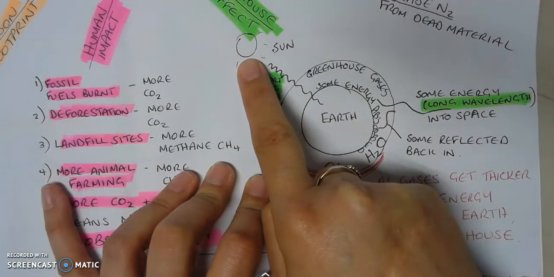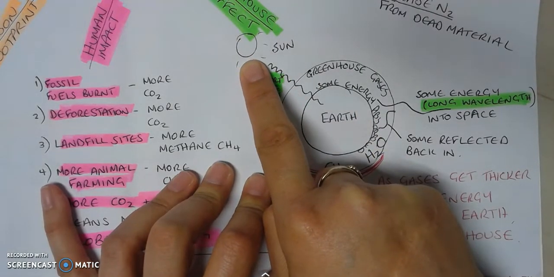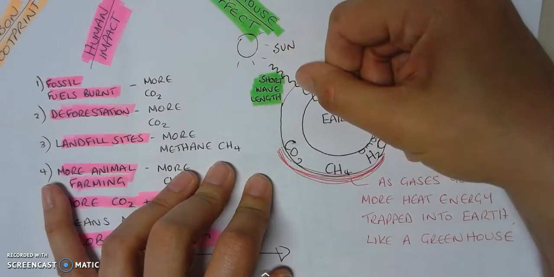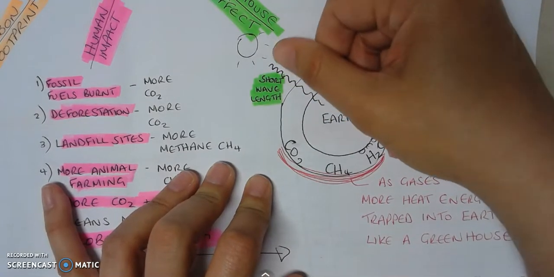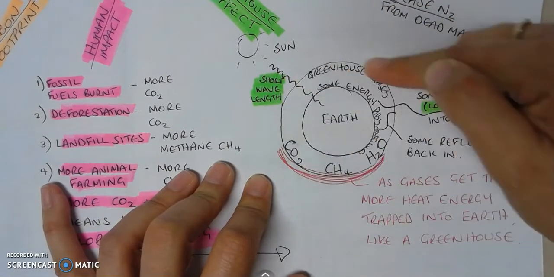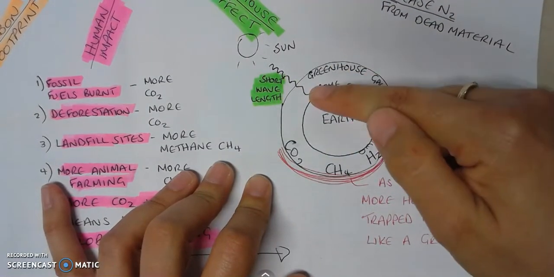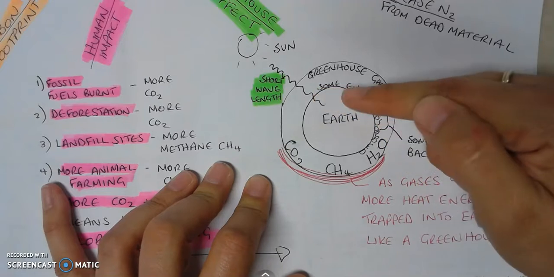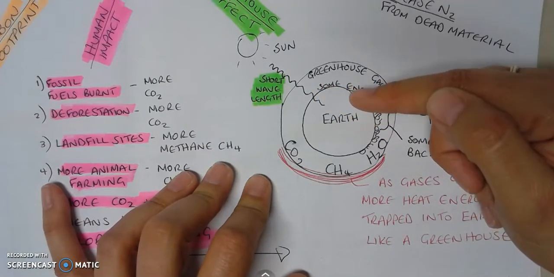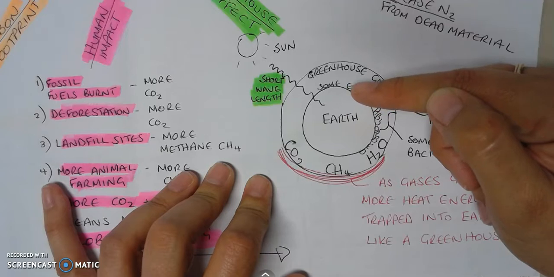As the heat energy leaves the sun and comes down to the earth, you can see it's a short wavelength. That means it's high energy, and that comes through our atmosphere of carbon dioxide, methane and water onto the earth. And some of that heat is absorbed by the rocks or the plants or the sea, whatever it is that's absorbing some of that heat.